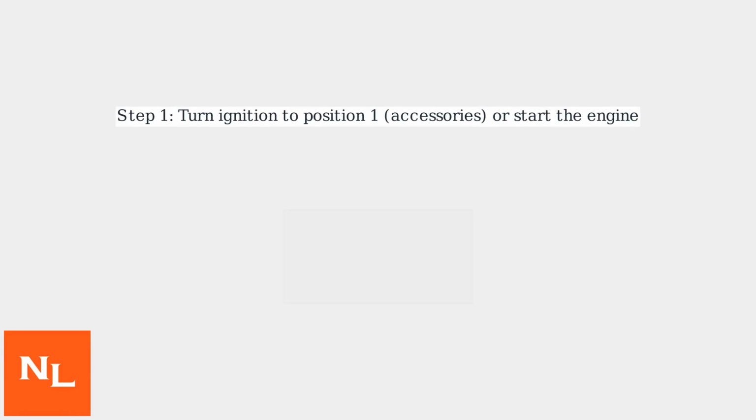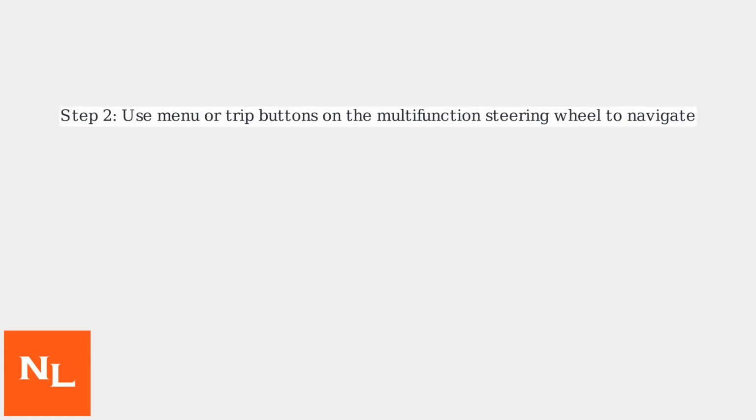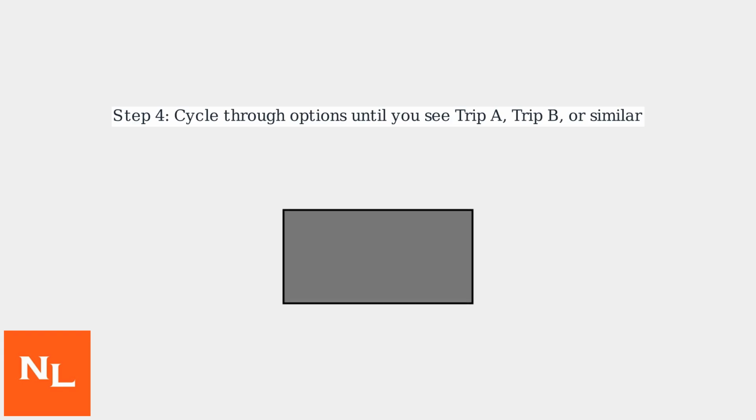To access trip info, turn the ignition to position 1, which is accessories, or simply start the engine. Use the menu or trip buttons on the multifunction steering wheel to navigate through the options. Typically, you'll press the OK button on the steering wheel to enter the trip menu displayed on the instrument cluster. Cycle through the options until you see Trip A, Trip B, or similar trip information.